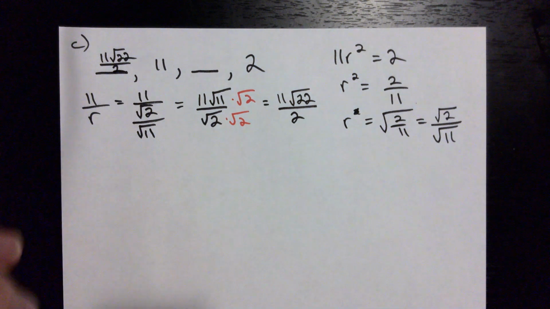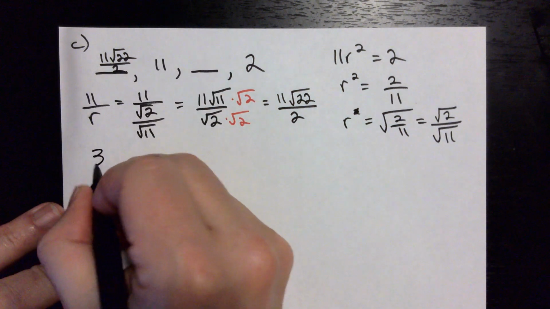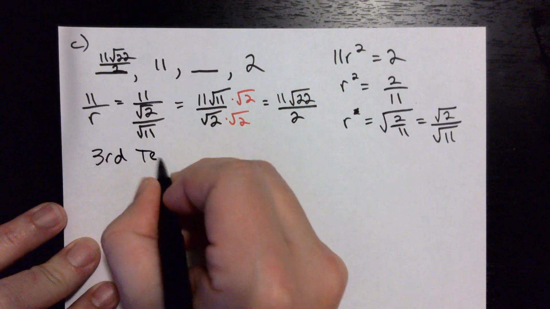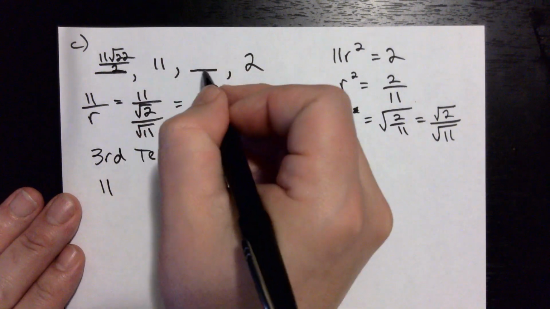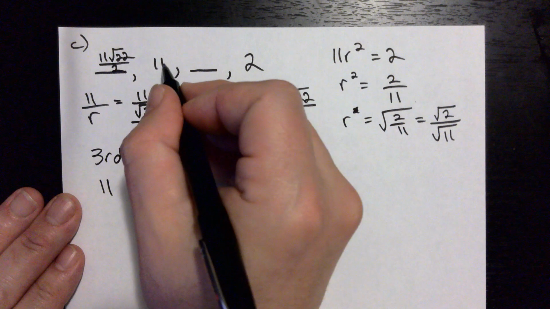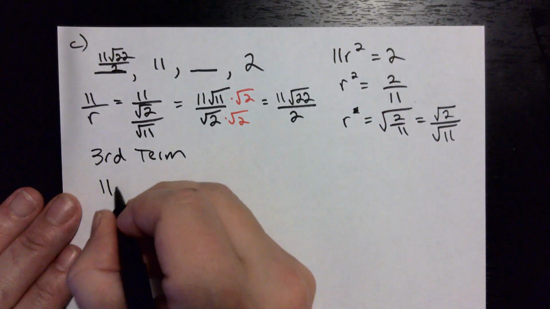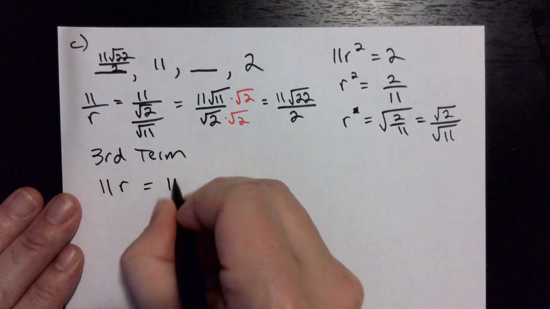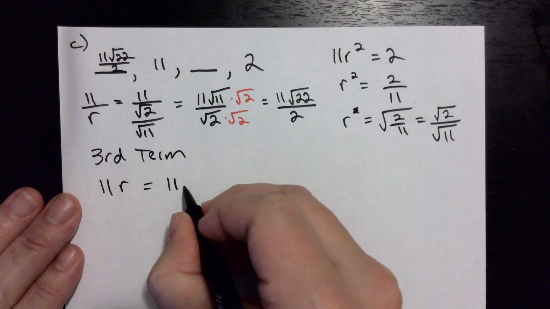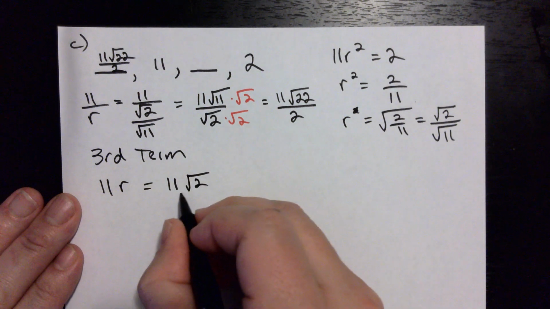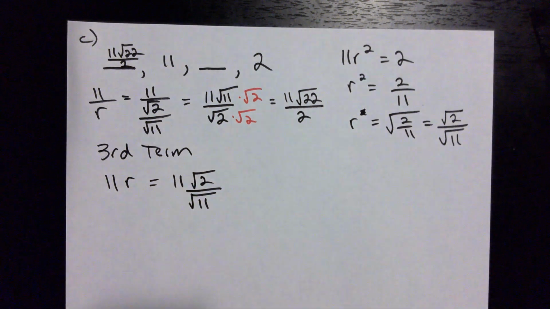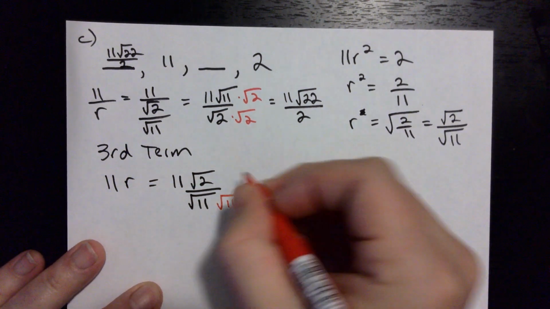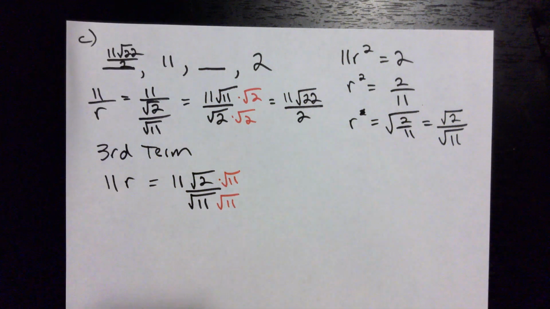Okay, now to find the third term, that was the first. Let's find the third term. We will multiply that same 11 by r to get this one. We divided it to get this one. We'll multiply it to get this one. So it'll be 11r, which is 11 times our r, which is the square root of 2 over the square root of 11. Again, we can't have a radical in the denominator, so I'll multiply it by itself and then also do that on top.